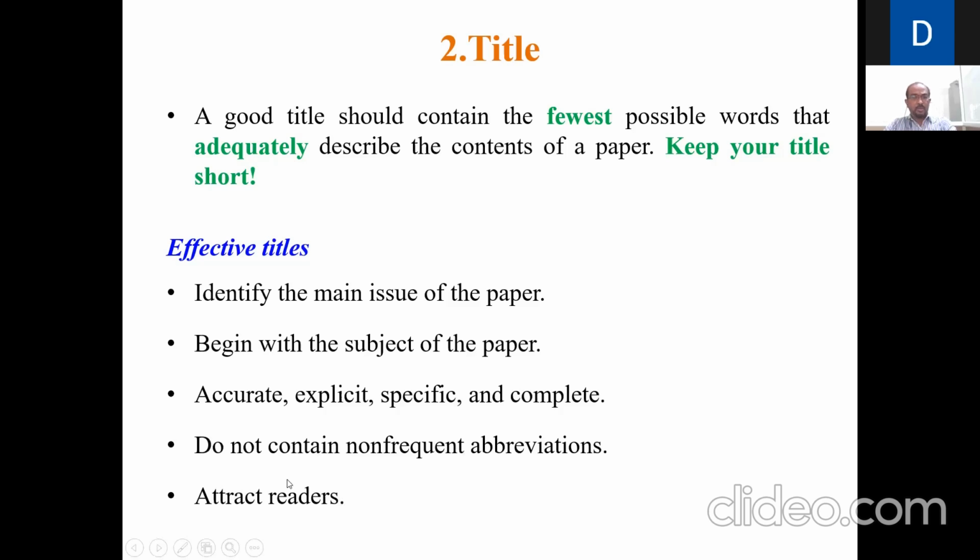The title should attract the readers. That is, it should be somewhat catchy, right? Like a movie title, which should be attractive. Like that, you have to keep the title of your paper. So the title should give the content of your paper and the main issue you have discussed in that paper, in a crisp manner, and avoid abbreviations. This is the main point for framing our titles.